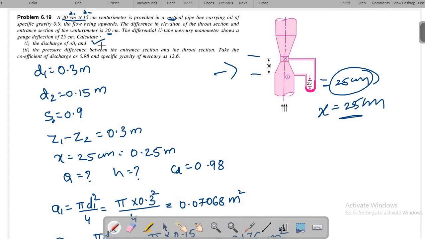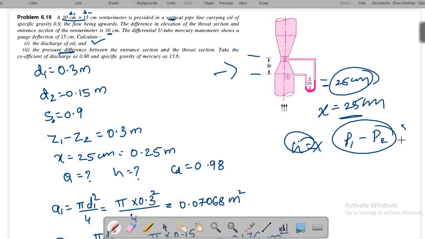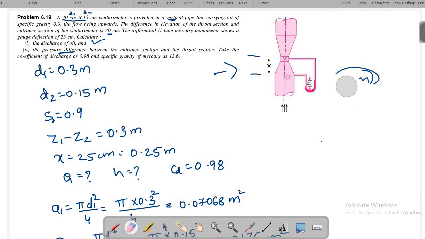Calculate discharge of oil and pressure difference. Remember, this is pressure difference, not the pressure head difference. Okay, it is not the H value. Okay, they are looking for the pressure difference P1 and P2. In this question they are asking what is the P2 and P1 difference, and they are asking about the discharge. They have given CD value, and they have given the mercuric manometer reading, as well as they have given the specific gravity of the mercury.